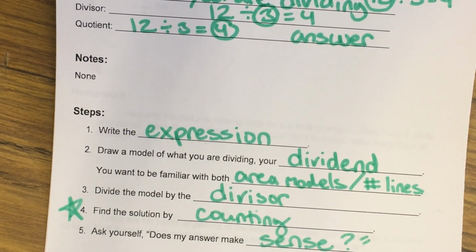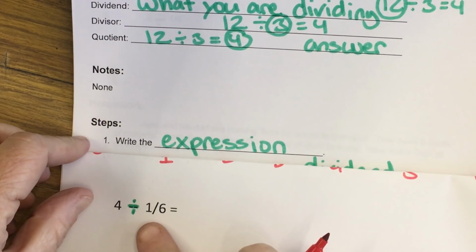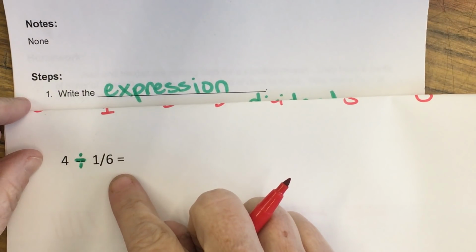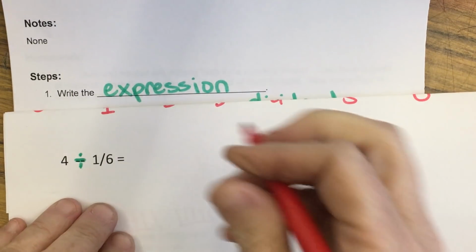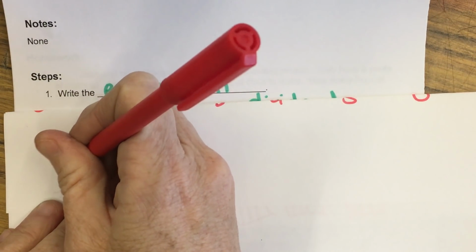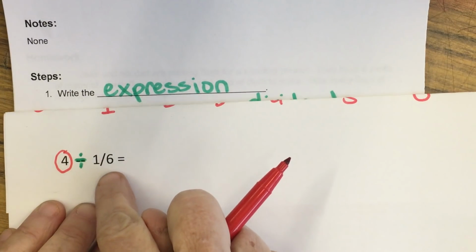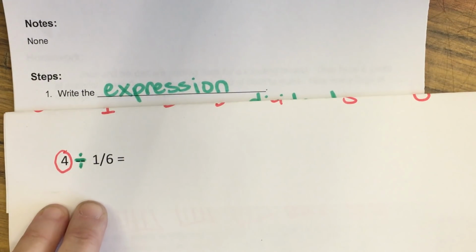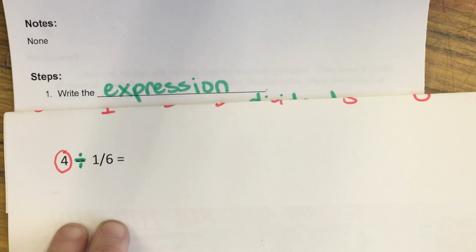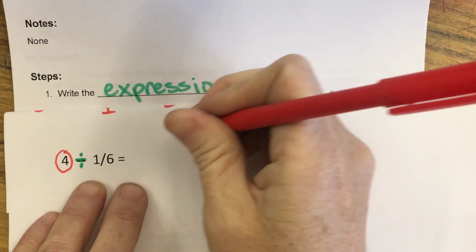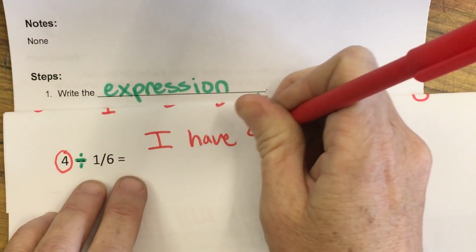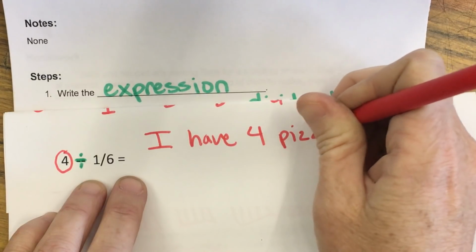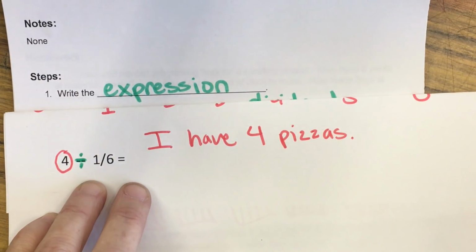My next problem is, I just have the expression. They already gave me the expression. So just like we did in our last lesson, I have to write the problem. So this means I have 4 of something, and I want to divide them into 6. So let's see, what could I have 4 of something that I'm going to cut up? I could have 4 pizzas. So I could say, I have 4 pizzas. Okay, that's my first sentence.